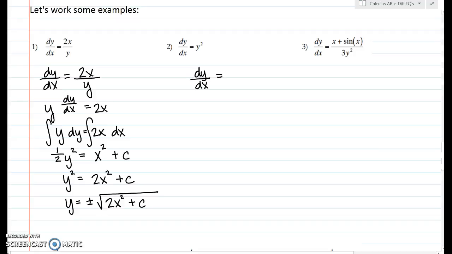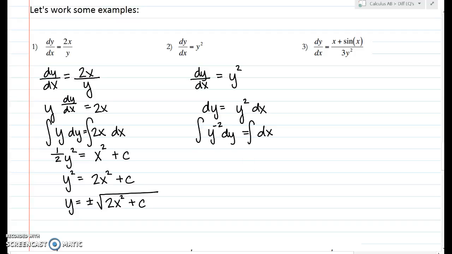dy/dx equals y squared. So I'm going to multiply the dx onto the other side. This is the separating part. Okay, you're separating the y's and the dy's from the x and the dx. You want to divide both sides by y squared. So I get 1 over y squared dy equals dx. Now, I really could rewrite this if I wanted to as y to the negative 2, which is going to make my life easier when I integrate.